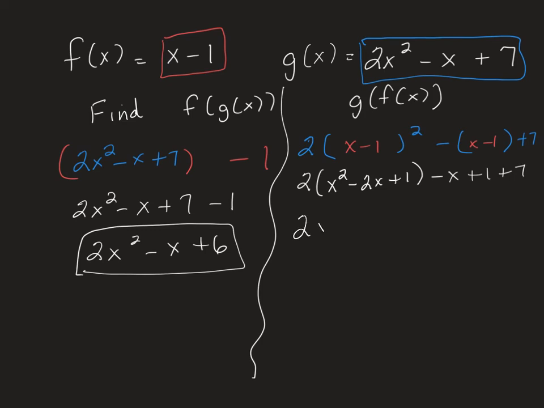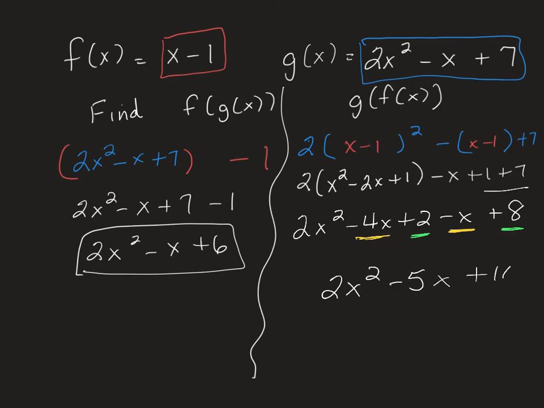So this is 2x squared minus 4x plus 2 minus x, and I can make that a plus 8 because we're going to combine those two together. Again, go through, make sure that this and this are like terms, and this one are like terms. So I need to combine them as well. 2x squared minus 5x plus 10, and then that would be your answer.